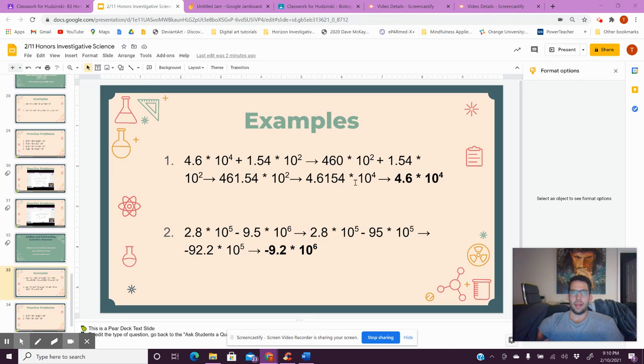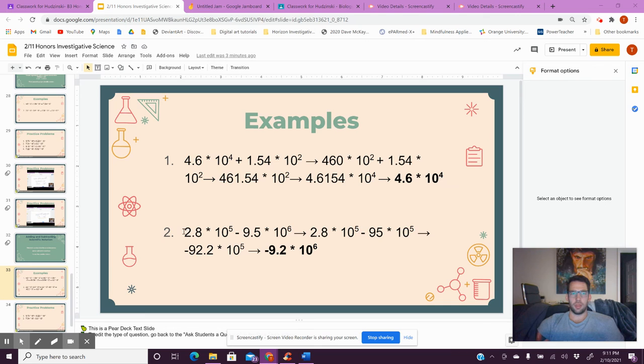4.6154. I round it to the least number of decimal places. In this case, the least number of decimal places is the tenths place. So I'm going to round it to the tenths place, and I end up with 4.6 times 10 to the fourth. Let's follow along again through a subtraction problem.